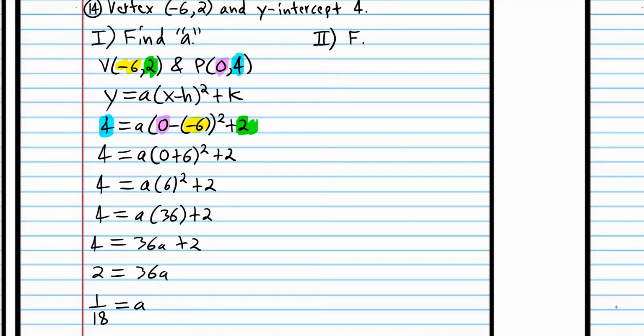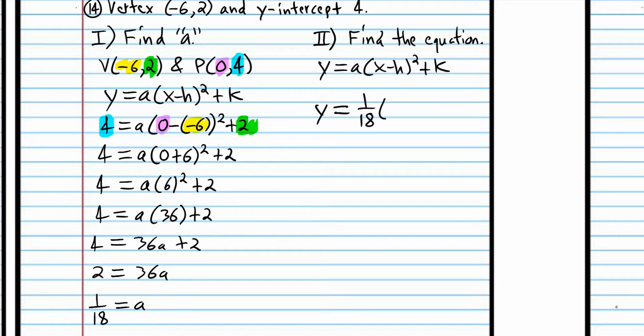Now we're going to find the equation that has the characteristics that we were given at the beginning of the problem. So all we have to do is just plug in a and the x value of the vertex and the y value of the vertex. So we just found a is 1/18. The x value of the vertex is -6, and the y value of the vertex is 2.